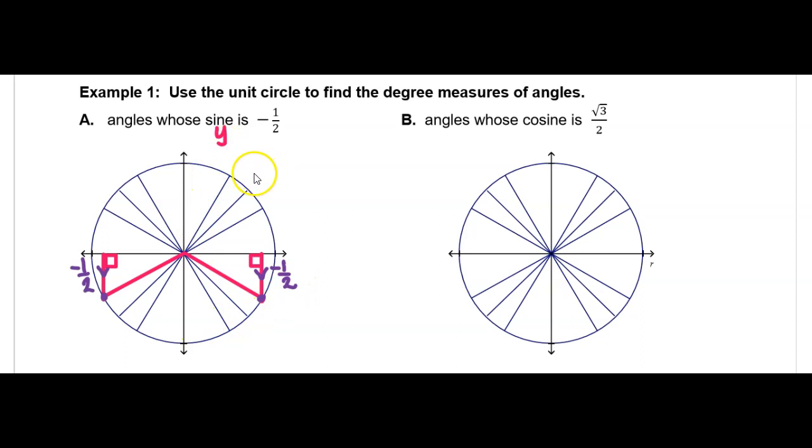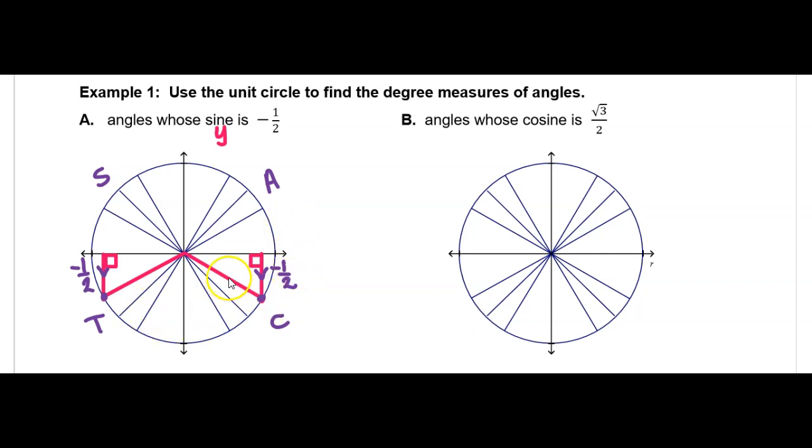A little acronym for you to remember is All Students Take Calculus. What this means is in quadrant 1, everything is positive: sine, cosine, tangent, all your trig functions. In quadrant 2, only sine is positive because you're going up to get to the coordinates. In quadrant 3, only tangent is going to be positive. And in quadrant 4, only the cosine is going to be positive because you're going right to get to all of these locations in this quadrant.